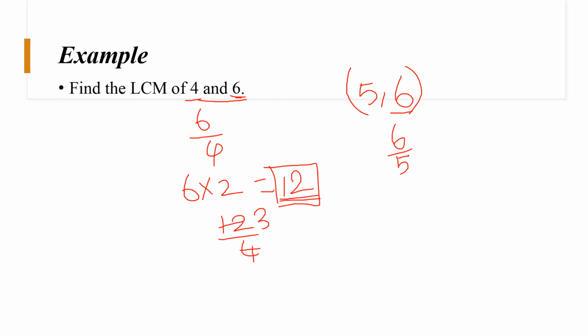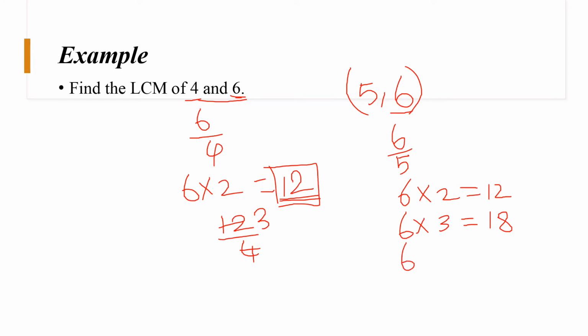6 is not completely divisible by 5. So we have to choose the next multiple of 6, that is 6 multiplied by 2, here 12 is also not divisible by 5. So we have to move on to the next multiple of 6, that is 6 multiplied by 3 gives you the value of 18. 18 is also not completely divisible by 5. So we have to choose the next multiple.